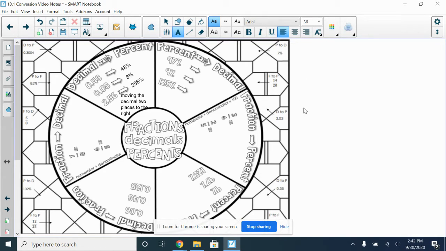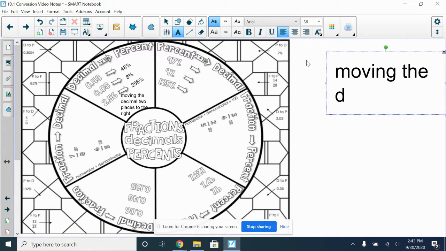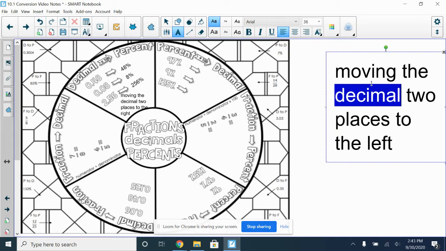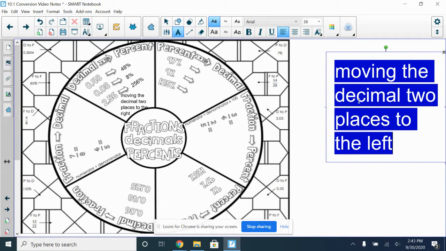All right, so then what if we wanted to do percent to decimal? Well, that is dividing by 100. And dividing by 100 is the same as moving the decimal 2 places to the left. We're going to take that and write that in there.